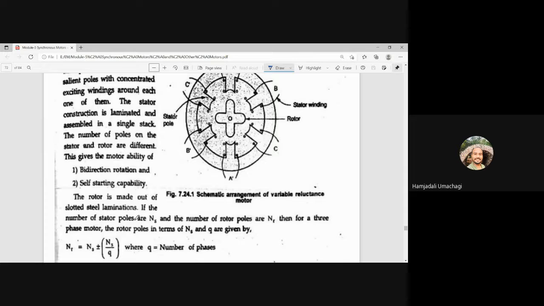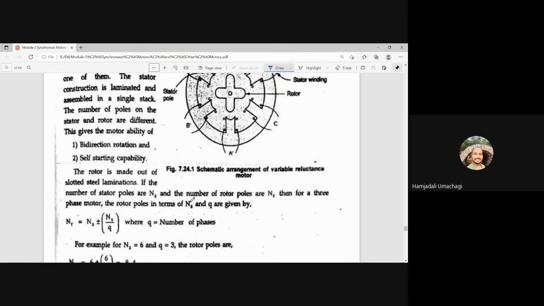If the number of stator poles is Ns and the number of rotor poles is Nr, then for a three-phase motor, the phases are indicated by the letter q here. The rotor poles in terms of Ns and q are given by a formula. If we know the stator poles as 6 and the number of phases as 3, how do we decide the number of rotor poles?